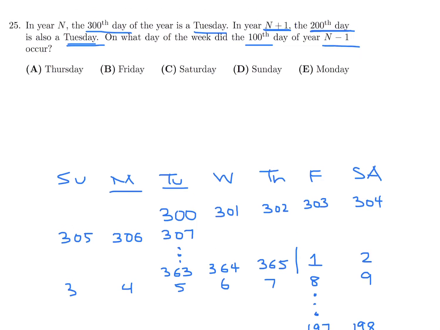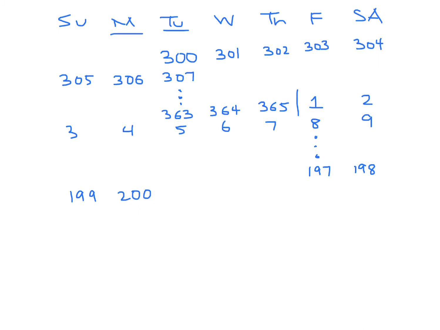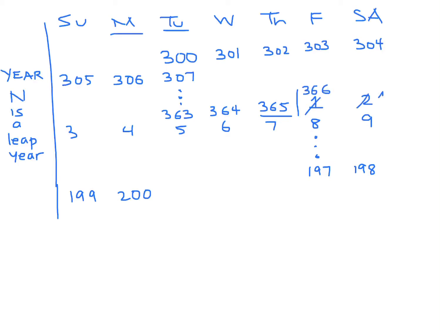But the question told you that the 200th day is Tuesday. So what happened here? What did I do wrong? Well, I didn't do anything wrong. I just wrote 365. The only way this can work is if we have one additional day. That means that year n is a leap year. And as you know, leap years have 366 days. So everything gets shifted over. This is now 366, and this is now 1.